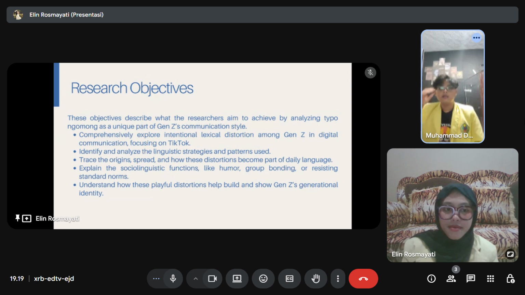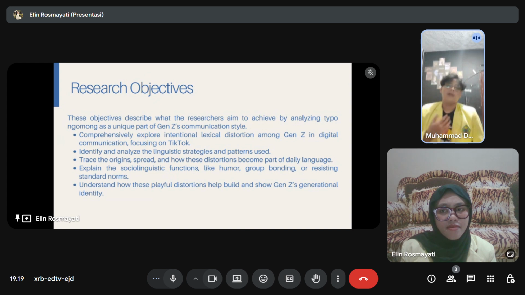And then for the second point, identify and analyze the linguistic strategies and patterns used, how the patterns and strategies are used for the typo ngomong here. For the third point, trace the origins, spread, and how this distortion becomes part of daily language. For the fourth, explain the sociolinguistic functions like humor, group bonding, or resisting standard norms. Understand how these playful distortions help build generational identity.